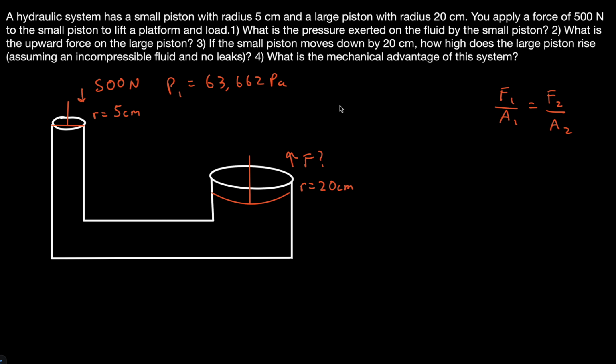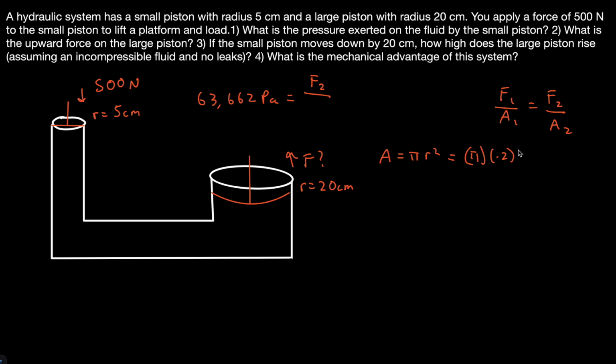So what is that force? Well, we know the pressure. So this is 63,662 pascals, and let me actually just delete this portion over here, because this is going to be representing our P1, our pressure. That is going to equal the force of our large piston. We'll do F2, and then we need to find the area. So the area for this guy is just going to be pi r squared, which is going to be pi times 0.2 meters squared, and finding that area, we are going to get 0.126 meters squared.